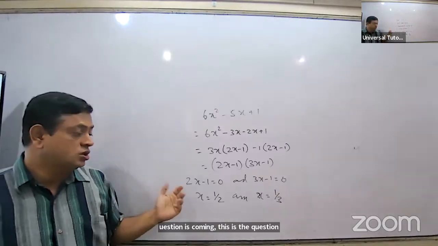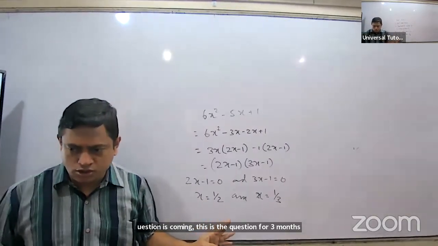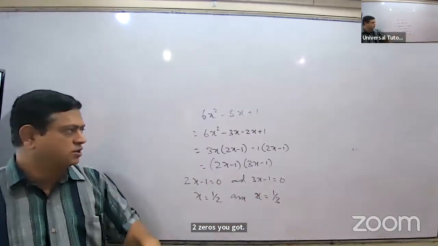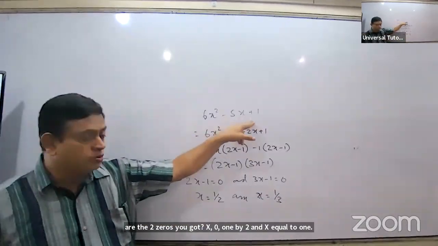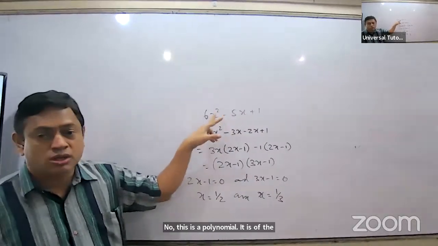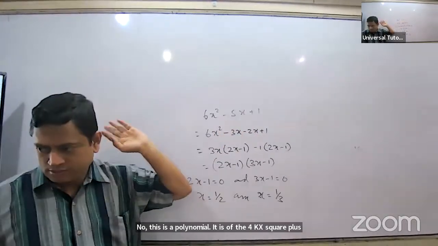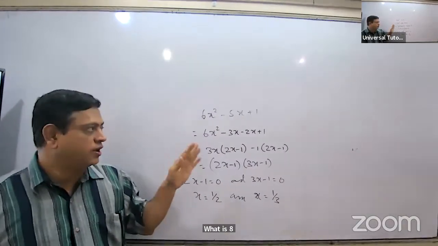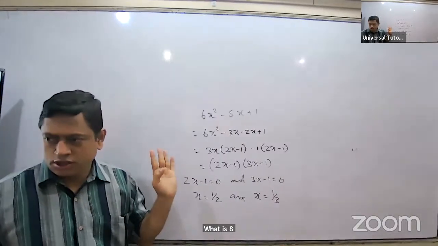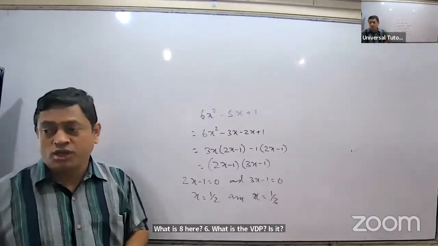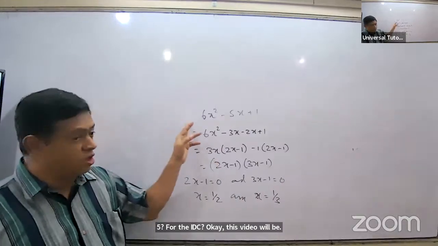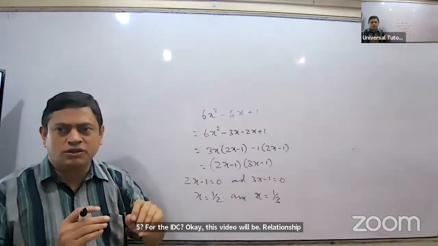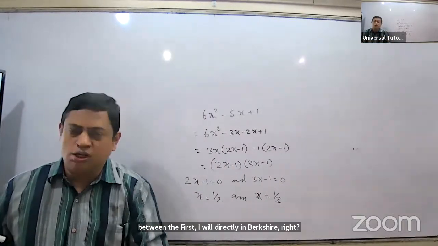So there are 2 zeros you got. Which are the 2 zeros? x equal to 1 by 2 and x equal to 1 by 3. Now, this polynomial is of the form ax square plus bx plus c. What is a here? 6. What is the value of b? Minus 5. What is the value of c? 1. Now, we have to verify the relationship between the coefficients and zeros. First, I will write it directly in words. After that, we will tell it in terms of alpha and beta.